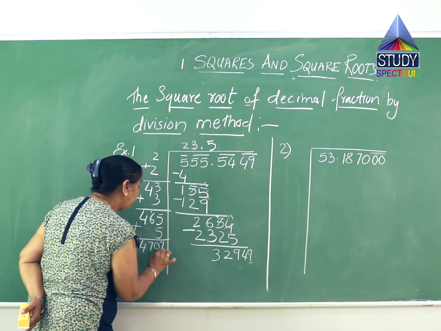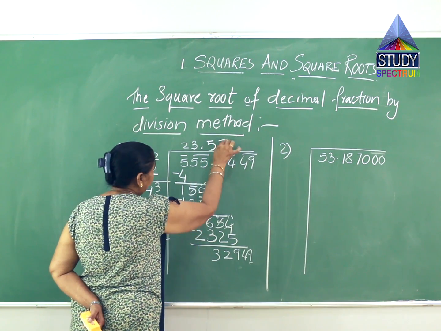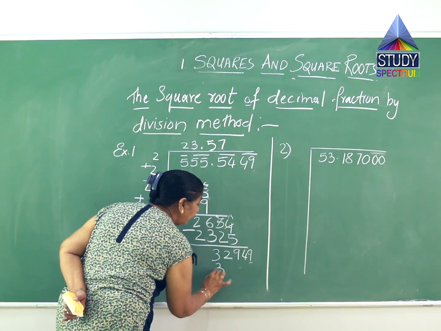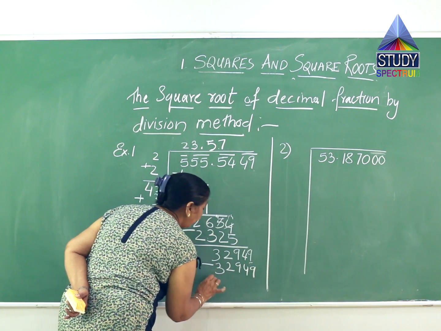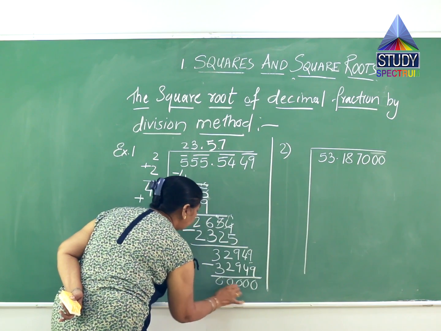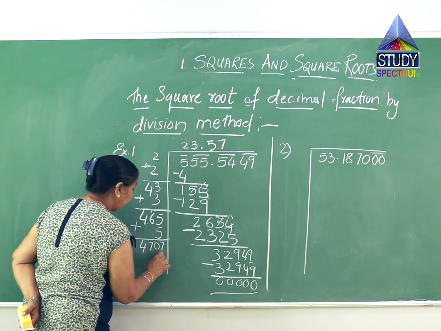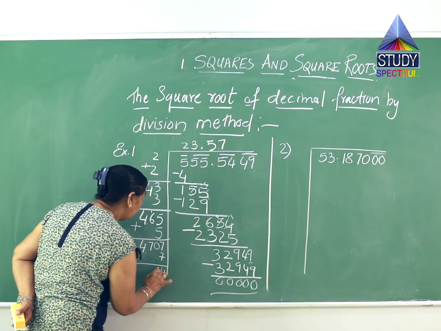So here I'll take 7. Now 4707 multiplied by 7 gives me exactly the same number. After subtracting, I'll get 0. The next step is you have to add that 7 over here, and this will give you 14, 1 carry.